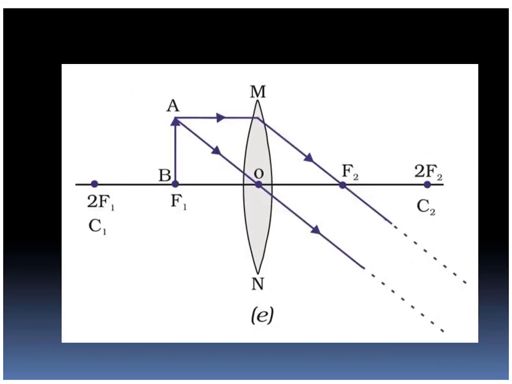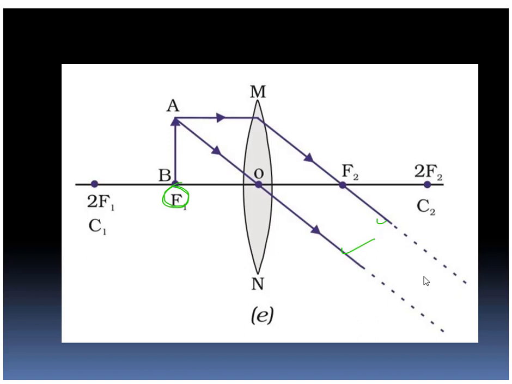Next case. In this case, the object is placed at the first focus here. So again, this is the first ray of light which is parallel to the principal axis. Then it will bend towards the focus. This is the second ray of light which is passing through the optical center. Then it is going without having any deviation. Now see, these two rays of light are parallel to each other.